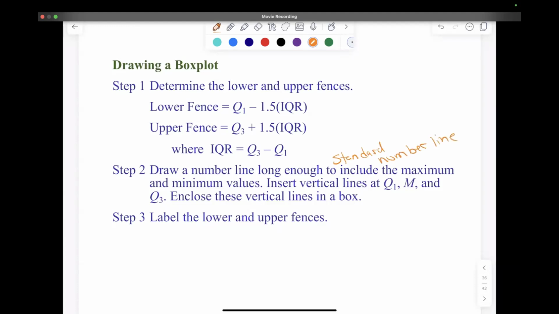You can count by ones, you can count by tens, by hundreds, thousands, 500s, whatever you need to count by. You're not just putting the data values on there. In fact, most of the time, the data values aren't even represented on your number line. They just fit in the range of it. So it's just a standard number line. We're going to be putting vertical lines at Q1, median, and Q3, and we're going to make a box out of it and label our fences. I wouldn't write these steps down. I would just pay attention to the way I do it when I do it.